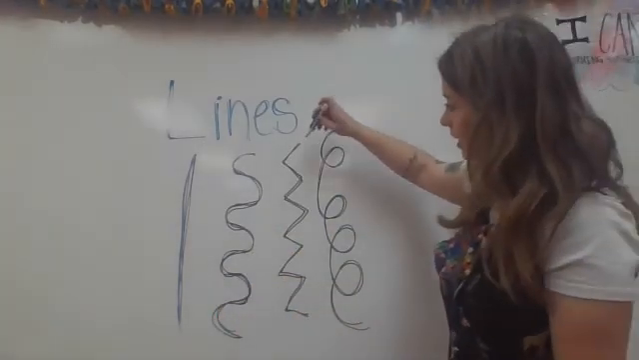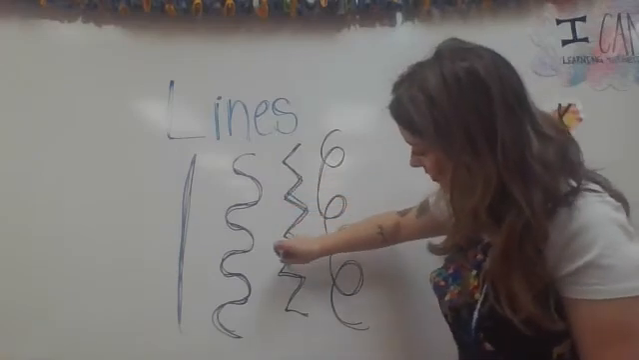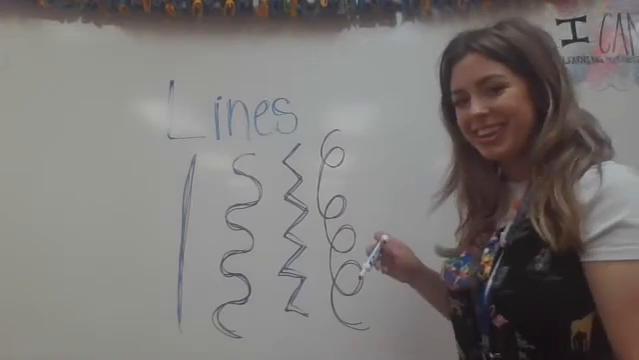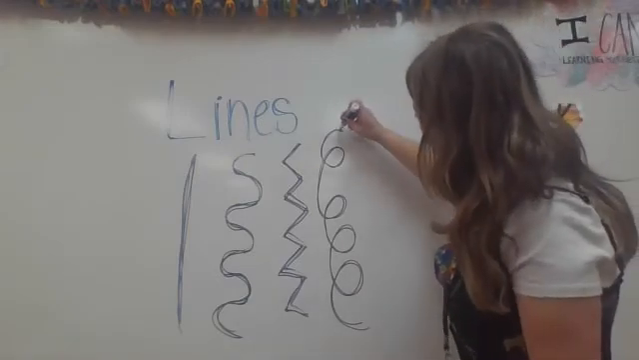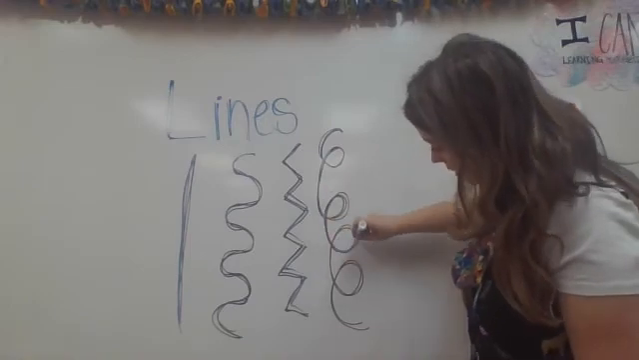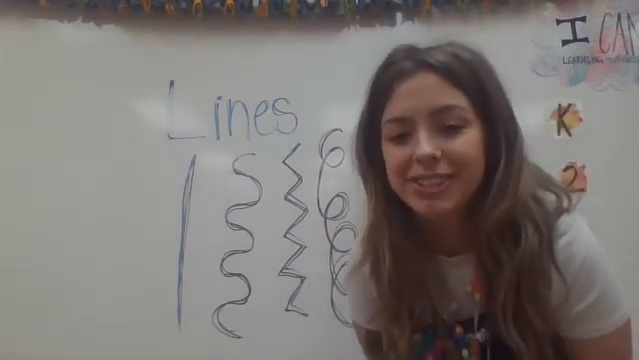For our zigzag line, we go down and over, making sure that our zigzag's super sharp. For our curly line, we go down, up, over to draw our curly line. You guys did a great job.